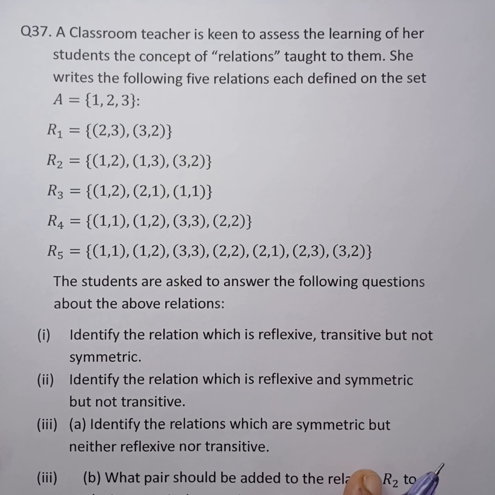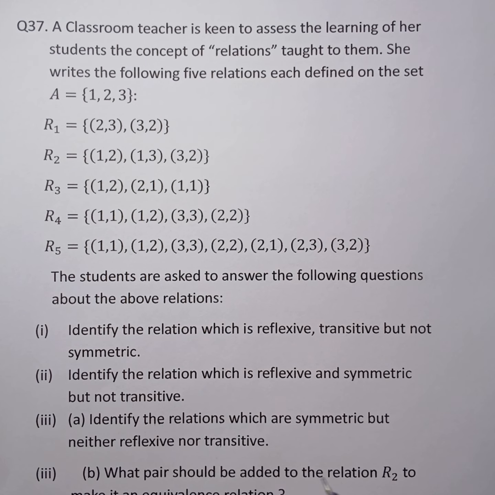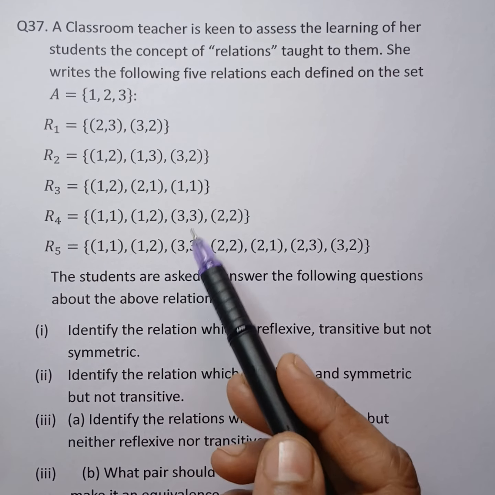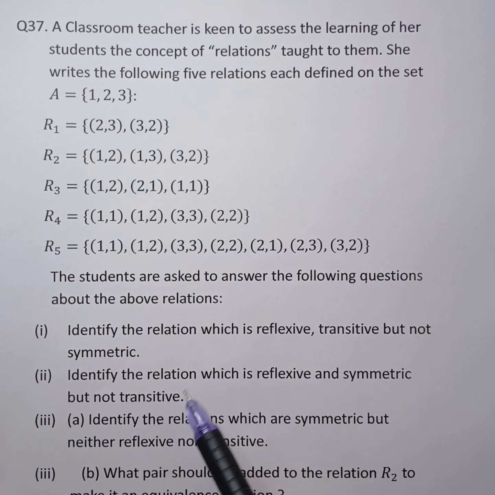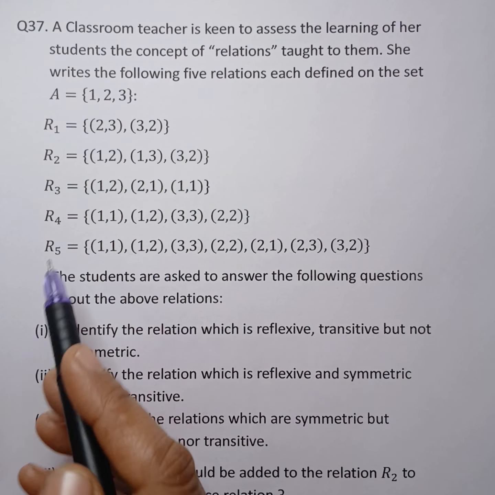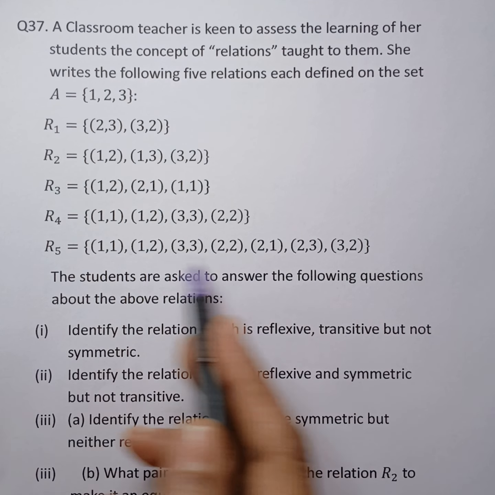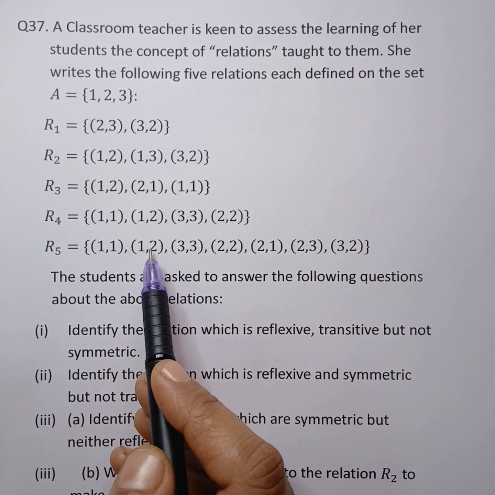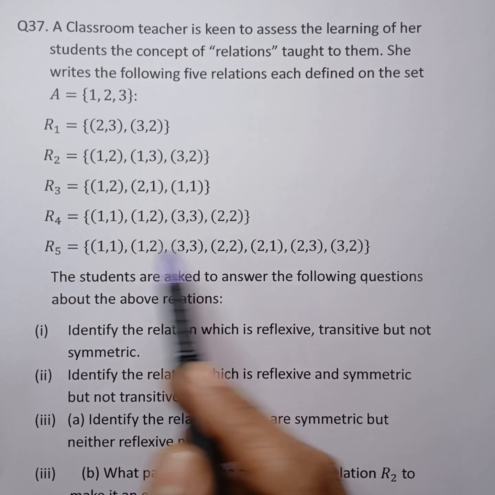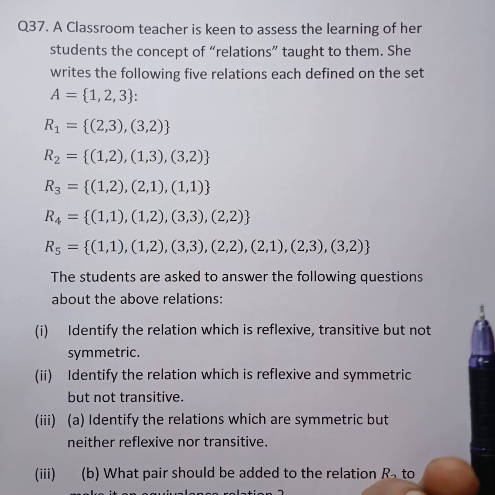Now the next is identify the relation which is reflexive and symmetric but not transitive. So what will be that relation? Again for reflexive we have only these two choices, and symmetric. Now this R4 we have just proved is not symmetric, so obviously we are left with option R5 only. So we will check whether it is symmetric but not transitive. Let us check. It is symmetric because (1,2) belongs to R5, (2,1) is also belonging to R5. Then (2,3), (3,2) both are belonging to R5.